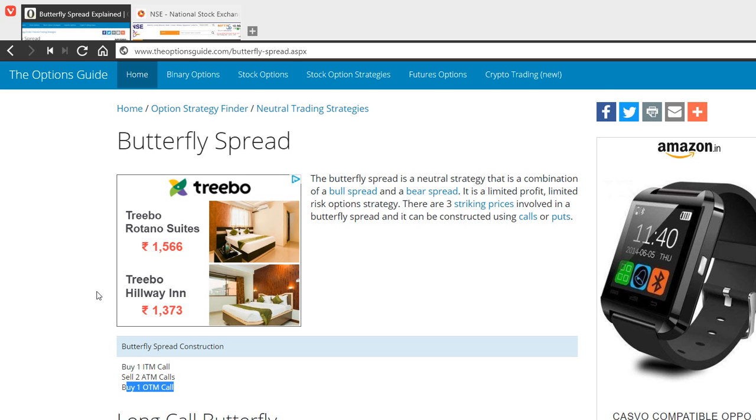Now, the construction itself can change. This in the money can be at the money also, and then two out of the money, and then far out of the money. So this can keep on changing. Butterfly spreads are created on the call side if it is a long call butterfly, and you can also create on the put side. You can even create on both sides, which is called a double butterfly spread.